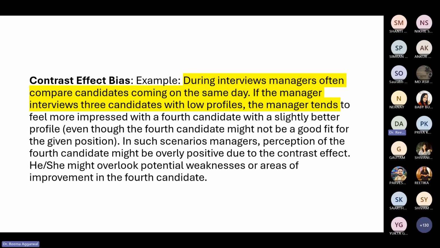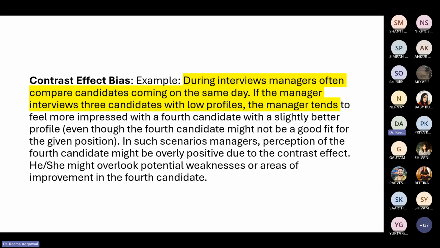Contrast effect bias. It basically means when you're taking interviews particularly, you try to compare two employees. So basically आपके पास एक job role है, responsibility है, specialization है कि क्या चाहिए, specifications है. So rather than looking at which employee is fit for this job, recruiters generally end up with this bias where they start comparing two candidates. During an interview, managers often compare candidates coming on the same day. If the manager interviewed 3 candidates with low profiles, the manager tends to feel more impressed with the 4th candidate with a slightly better profile.